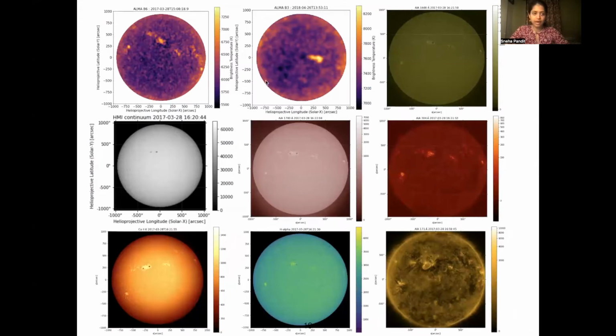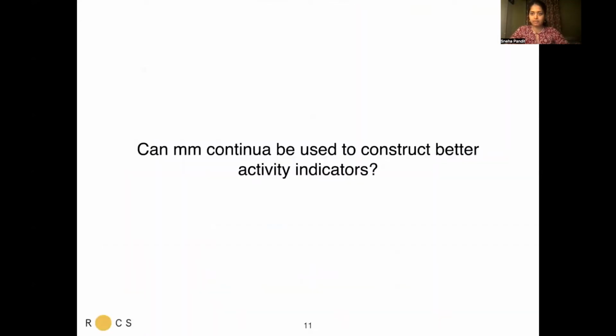Now, since we have for our Sun ALMA band 6.3 and from SDO AIA channels, H alpha, calcium II K, and HMI continuum, the question that I put is, can millimeter continuum be used to construct better activity indicators?